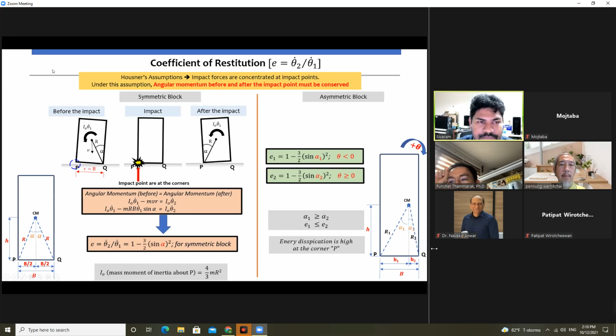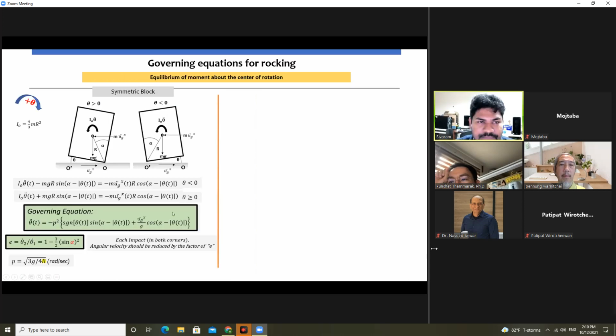Then we'll go for the governing equation for rocking. These are the equations from Housner. As you can see, when we put in the equilibrium of moments about the center of rotation, this one is for theta less than 0.